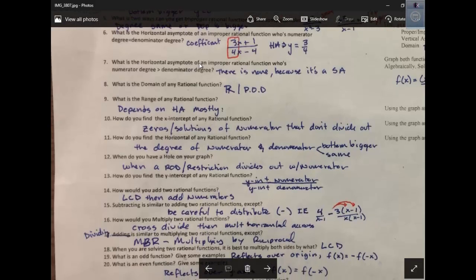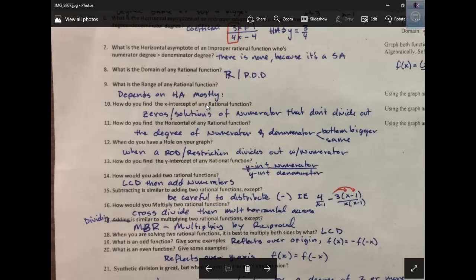What is the horizontal asymptote? Okay, so the numerator degree is bigger, so that means that there is going to be none because the top is bigger. It's going to be a slant asymptote or an oblique asymptote.